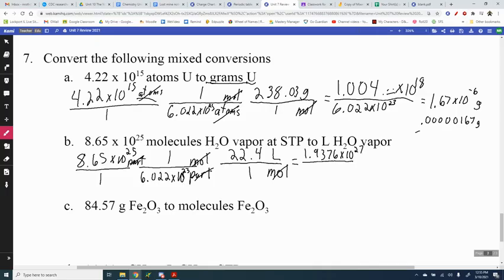Our bottom number is 6.022 times 10 to the 23rd. Okay, we divide those two numbers and we get a final answer of 3,220 liters.